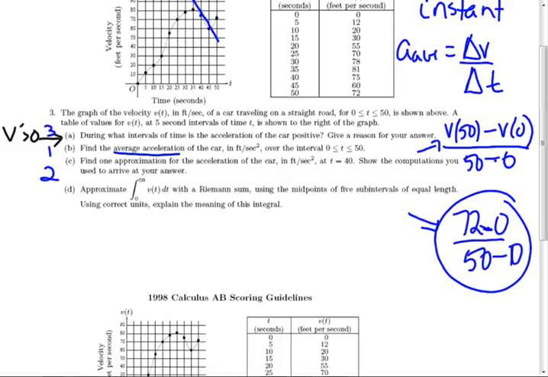I can go to the graph, and I want to use the midpoint on this interval, so I'm going to take the midpoint for my height. Is that okay? No. Because it says use a midpoint. It says use a midpoint.